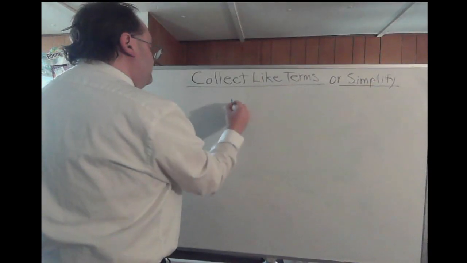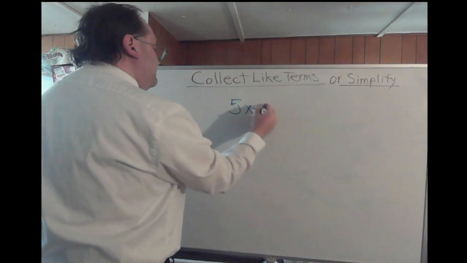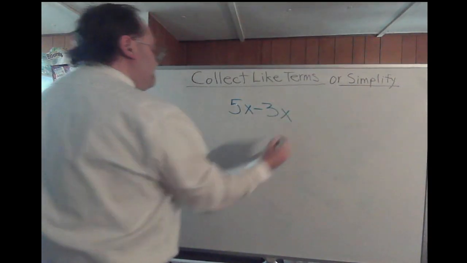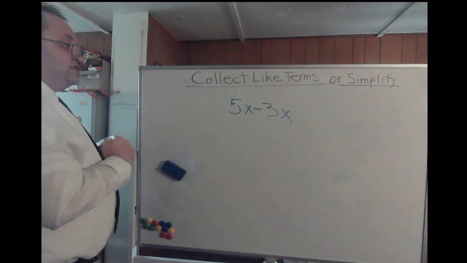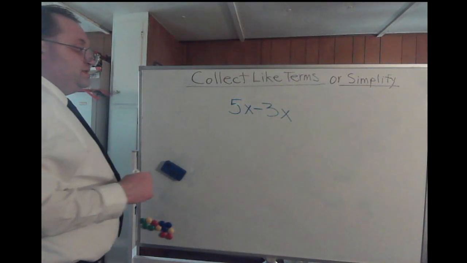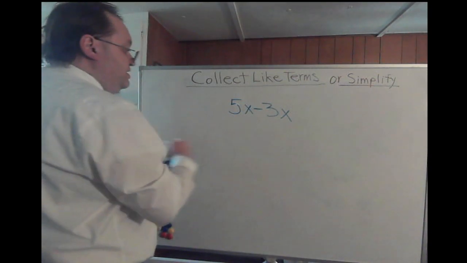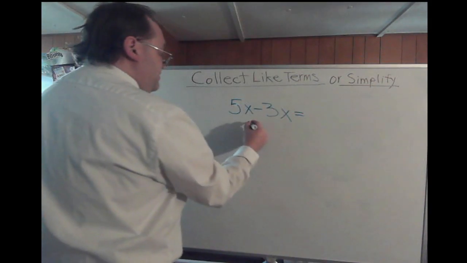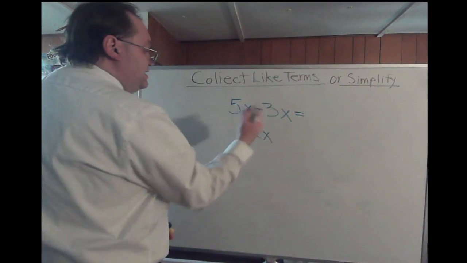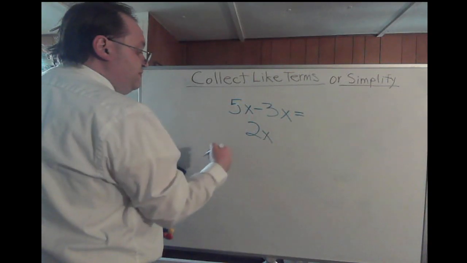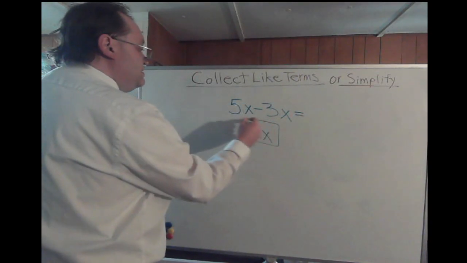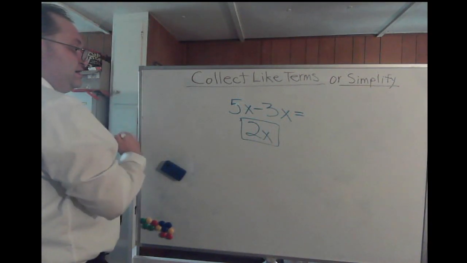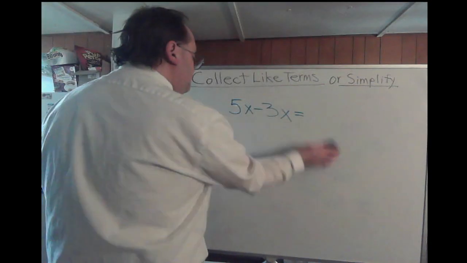Alright, we have a simple one here, 5x minus 3x. Well, this time we're doing subtraction of like terms. So you just subtract the coefficient. If you subtract 3 from 5, that would give you 2x. You keep the x, you just simply subtract the coefficient, and you get 2x. That would be the answer to that.